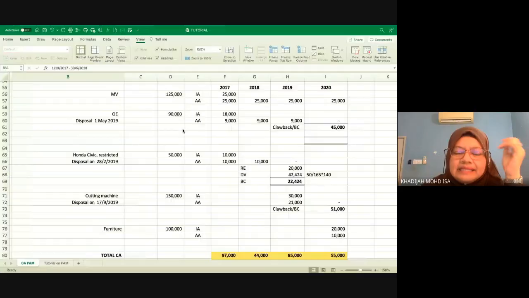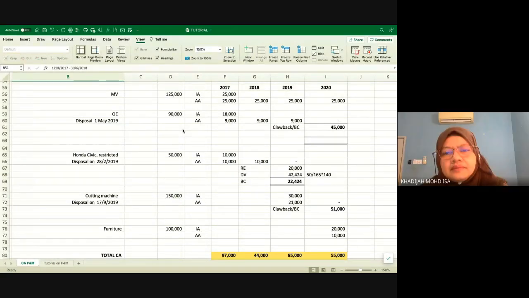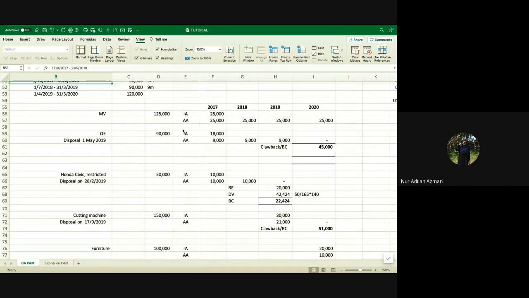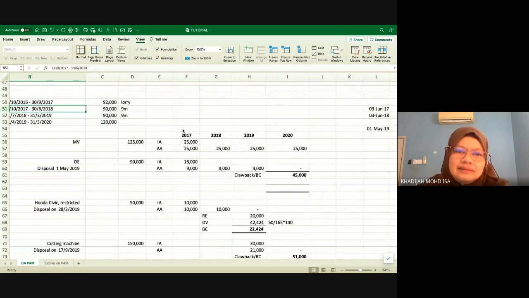Madam, for an asset used less than 2 years, is theft considered as commercial justification? No, if it's commercial, it has to be stated. Or if it says based on commercial justification, the asset is disposed of, it must be stated in the question. If it's not stated, then it means that it's not for commercial justification. All right. Thank you.